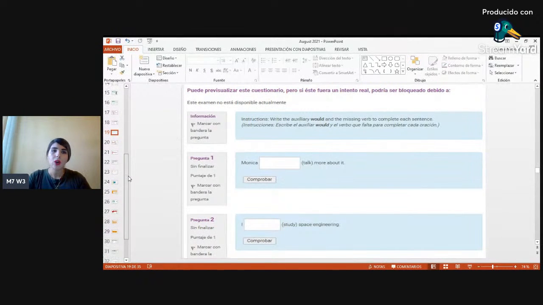In this way, we're going to start with the activities you have to do, like and the missing verb to complete each sentence. For example, you're going to try to write would and then the verb with the base form, obviously. So you need to finish like, I don't know, like she. So you're going to try to do something like with that. And I studied space engineering. So you're going to add would and then the verb with the correct structure, okay?